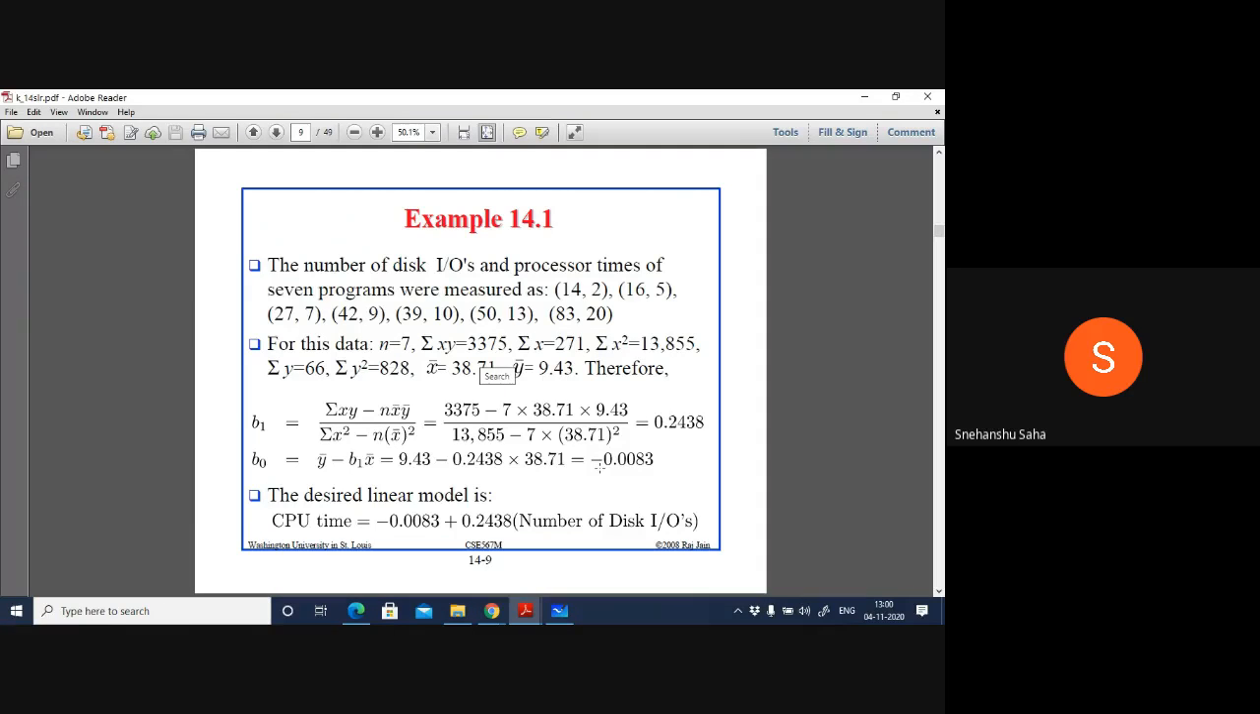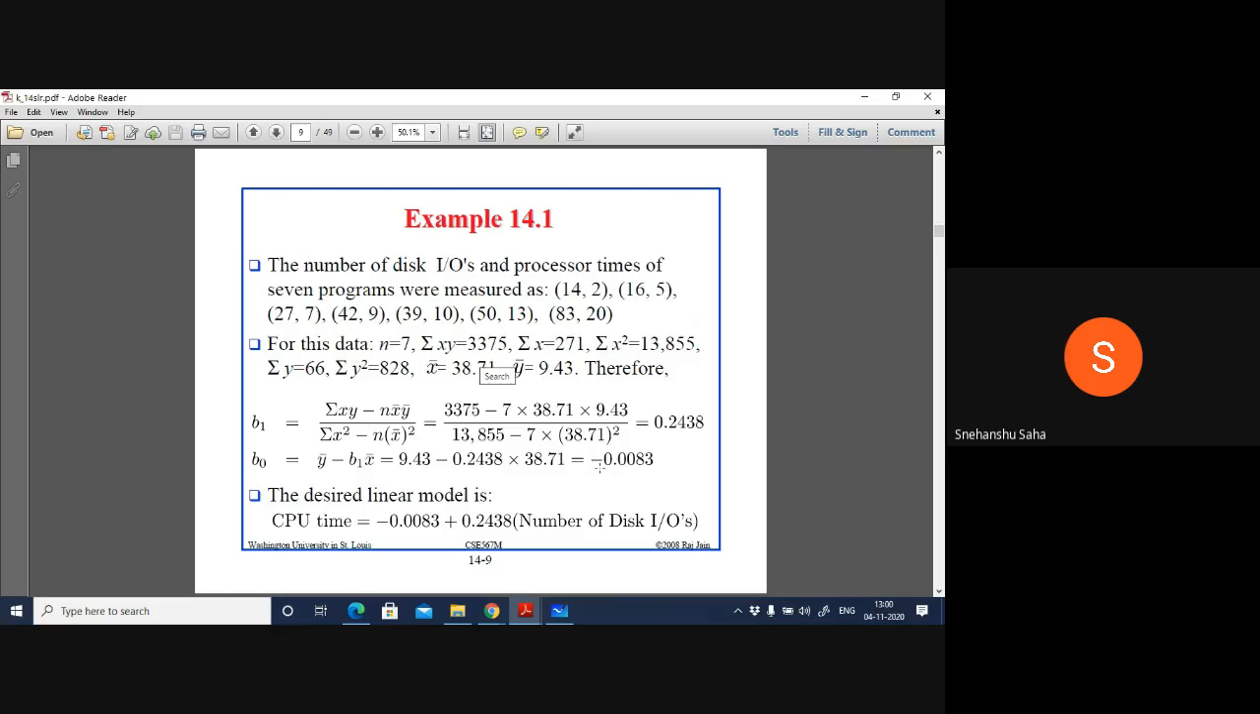So here you have two coefficients, right? Your coefficients are beta naught and beta 1 only. Your beta naught value is significantly smaller than your beta 1 value, correct? Which means what? The real effect of the predictor variable, which is the disk input output devices, on the CPU time is much more pronounced compared to the situation when you don't have it.